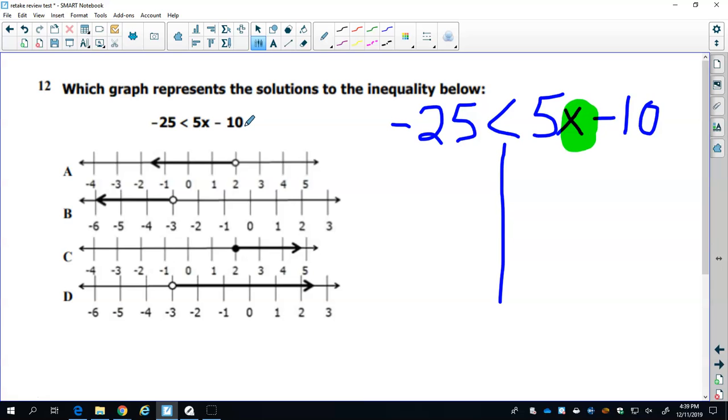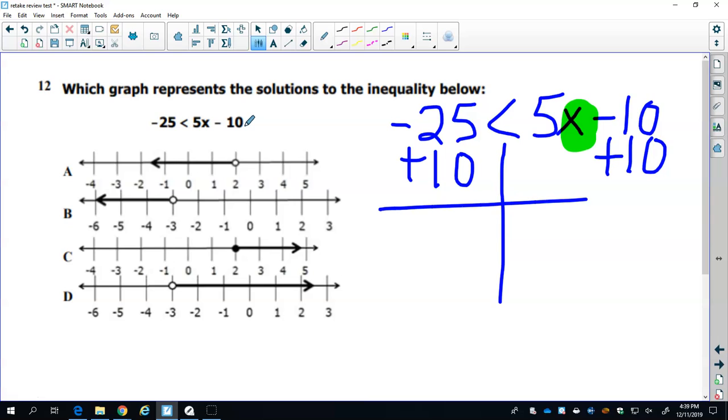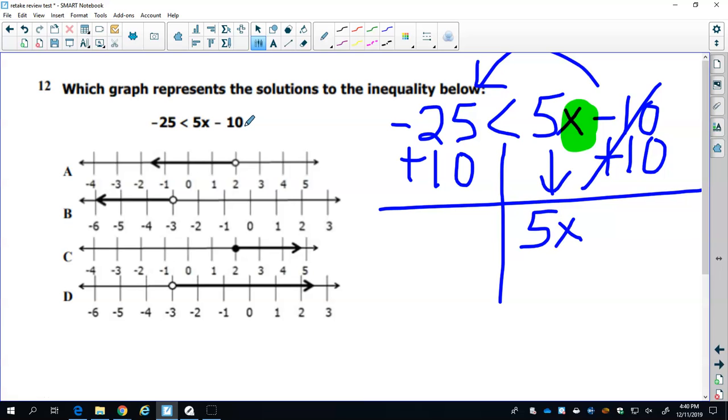So our variable's on the right. So we're going to undo what we have on the right. So we have minus 10. We undo minus 10 by adding 10. Okay. So what I did over here, I'm going to do on the other side, but I'm starting on the right side with the variable to determine what I'm going to do. So this cancels out. I bring down my 5x, or 5 times x. Negative 25 plus 10 is negative 15. And then I'm going to bring down my inequality sign.